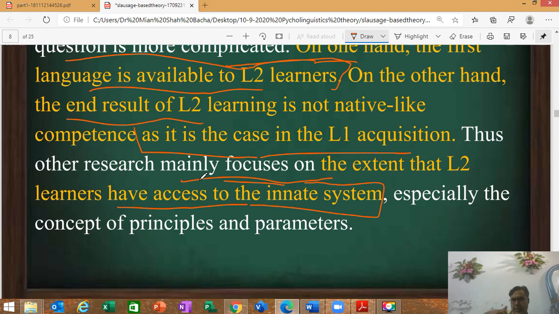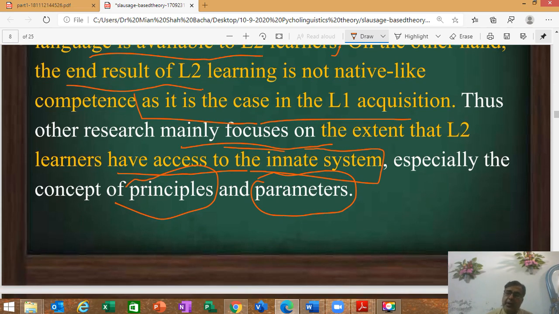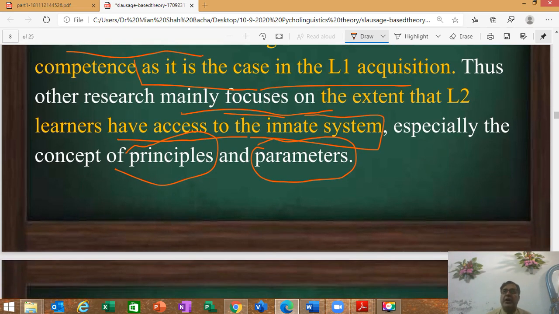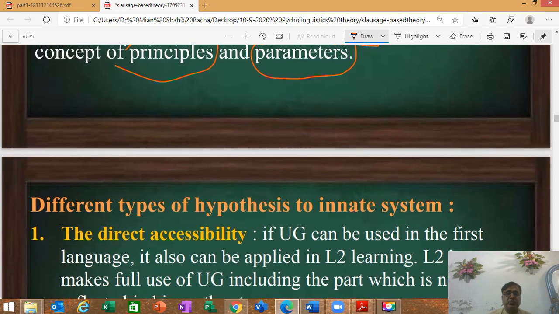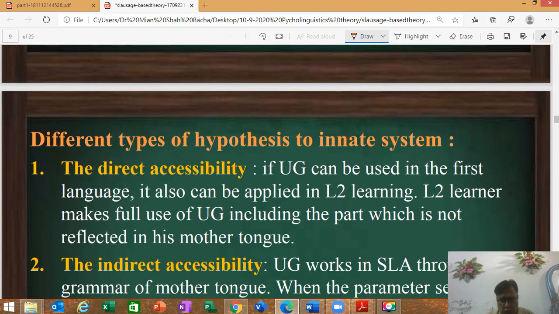They obviously have some access to the innate system, especially the concept of principles and parameters. The principles and parameters have been explained to you, and I hope that they are not to be repeated here. All right, then I'm going quickly, because my basic lecture today is usage-based theory.